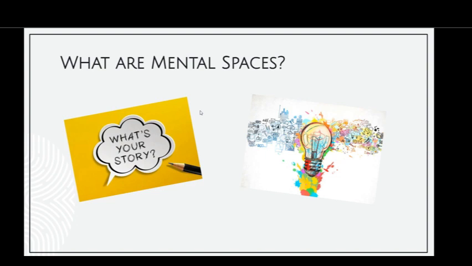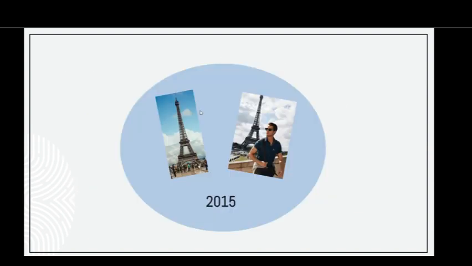The idea in cognitive linguistics is that we create mental spaces as we speak, and these mental spaces are structured by frames and other cognitive elements. Also, different mental spaces can connect to each other. So, let's take an example. Suppose, imagine that you have traveled to Paris in 2015.